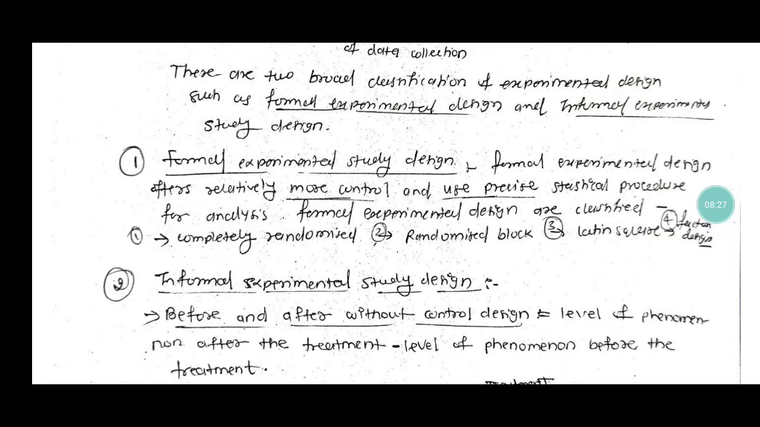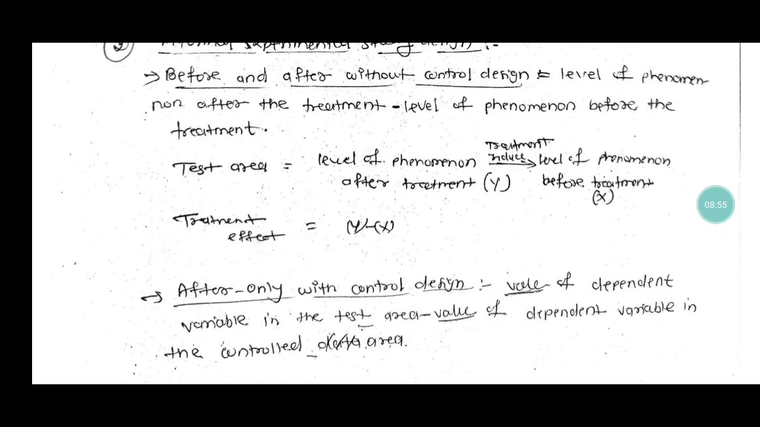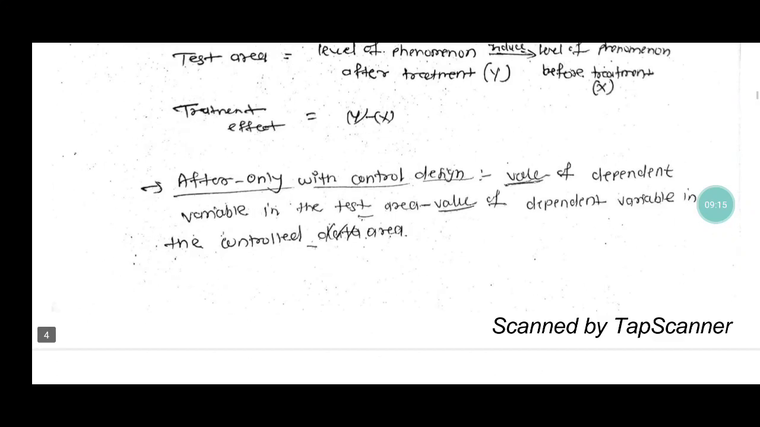So the informal experimental study designs: before and after without control design, where the level of the phenomenon after the treatment and the level of the phenomenon before the treatment, where the test area is equal to the level of the phenomenon after treatment, that is Y, which includes the treatment-induced level of the phenomenon before treatment, that is X. So the treatment effect for before and after without control design is equal to Y minus X. And then after-only with control design, the value of the dependent variable in the test area compared to the value of the dependent variable in the control area.